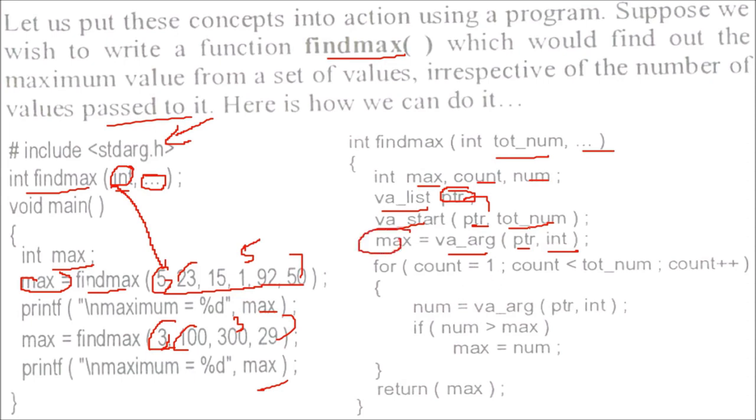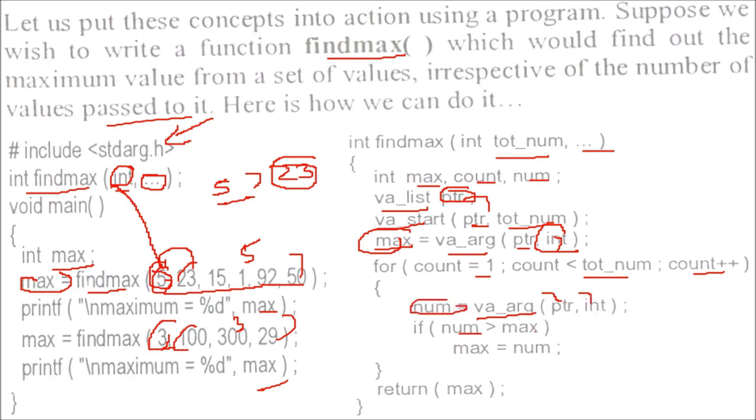Now the initial one, the first one, we say that okay, the first one is our maximum, and then we compare it with the next one. See, 23 and 5: is 5 greater than 23? No. So now the max will become 23 rather than 5. This is exactly what is being done here. We start with 1 till total number, and we increment count. Now in va_arg, we pass the ptr and int, and this is num. If this num is greater than max, that is 23 is greater than 5, then we assign 23 as the new max, and finally when this loop is completed, we return the max.